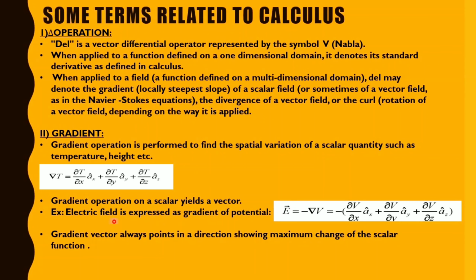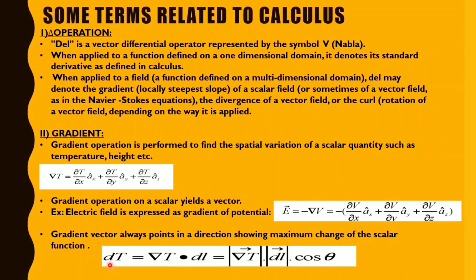The last point you need to remember about the gradient is that the gradient vector always points in a direction showing the maximum change of the scalar function. So wherever there is a maximum change in the scalar function, at that point the gradient vector will be directed.